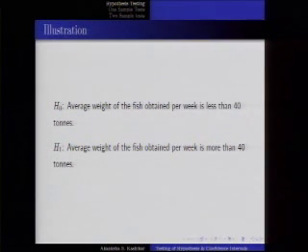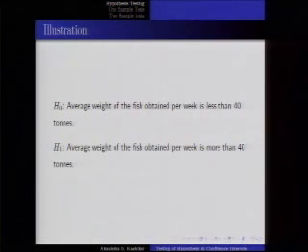Now here is an illustration. Suppose my null hypothesis is that the average weight of the fish obtained per week is less than 40 tons. And H1, the alternative hypothesis, is that the average weight of fish obtained per week is more than 40 tons. Now when would I have this situation?